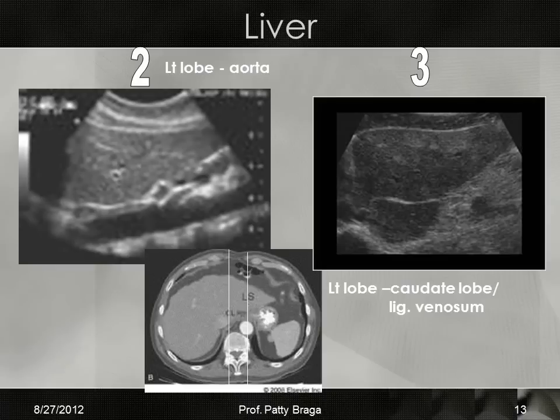Third image, which is also the left lobe, includes a caudate lobe, which is posterior to the left lobe of the liver, and the ligamentum venosum, which is that very echogenic structure actually between the left lobe of the liver and the caudate lobe. I'm hoping you're grasping here that I'm talking about the left lobe of the liver, but we are now technically on the right side of the patient's body.